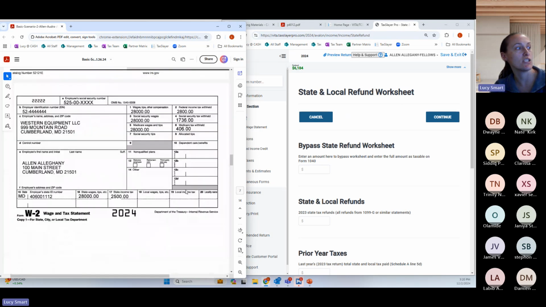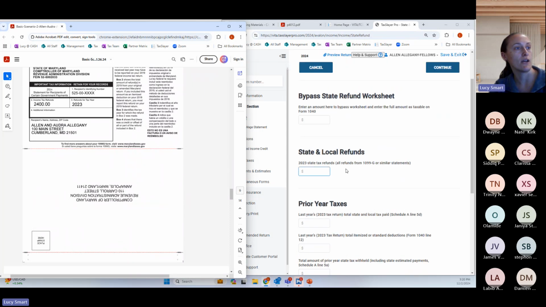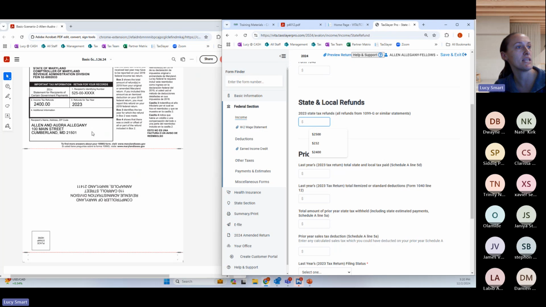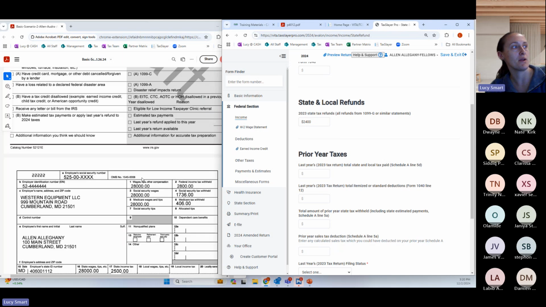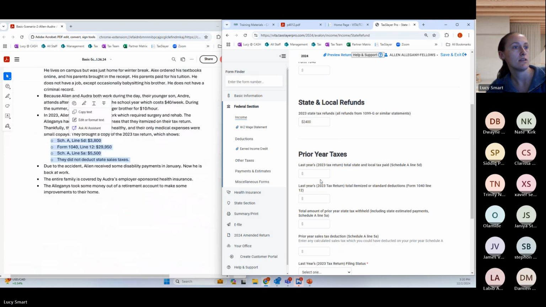We have the information, so we're not going to use the bypass state refund worksheet. We're going to go ahead and fill out all of these boxes. State and local refunds is from the 1099-G. It's $2,400. And then the rest of the information comes from their prior year return. So we have the information up here. Schedule A, line 5D, 3,800.